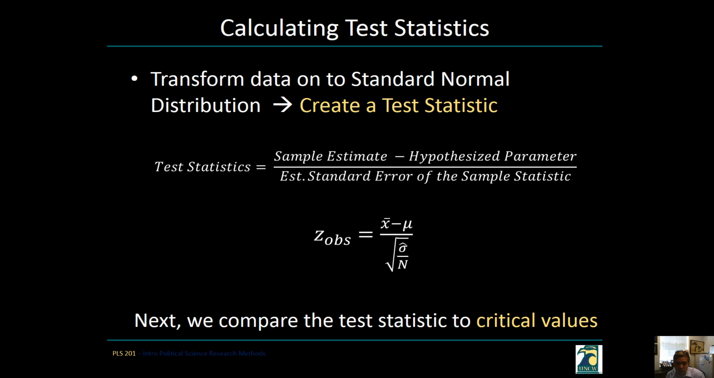Now, there's a formula here. To create a test statistic, you take your sample estimate, subtract a hypothesized parameter, and you divide it by the estimated standard error of the sample statistic. Now this sounds really complicated, right? There's some big words here. It's really pretty simple. You have your estimate, subtract our hypothesized parameter that deals with the population, and then we're going to divide it by this standard error. And here's a formula for that.